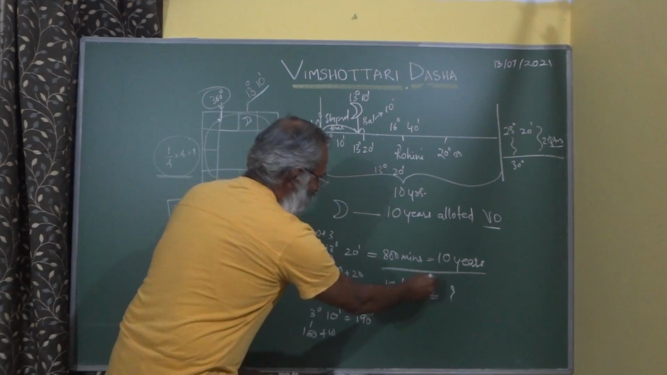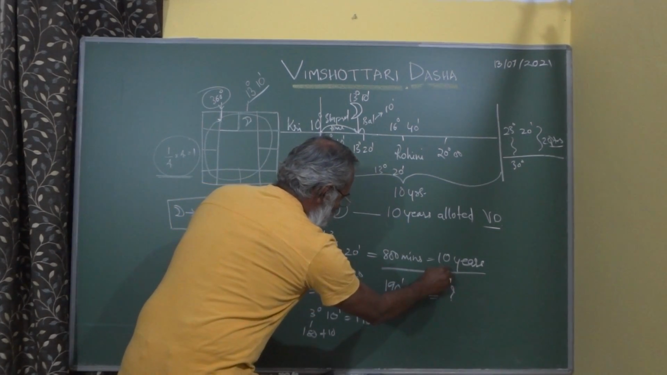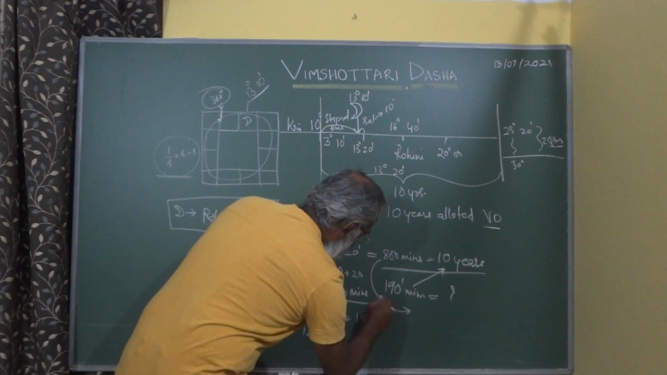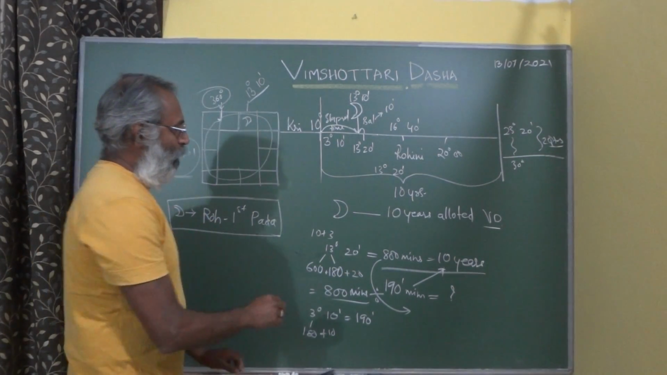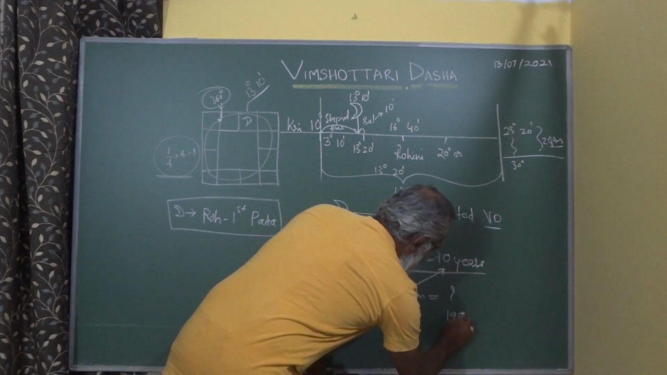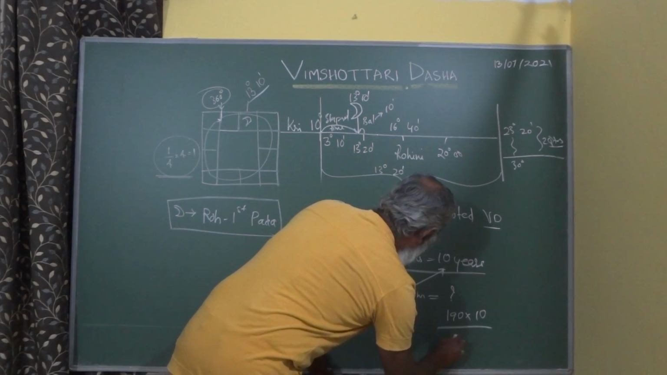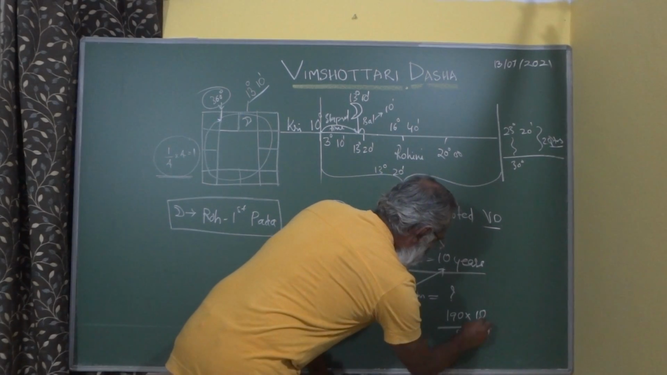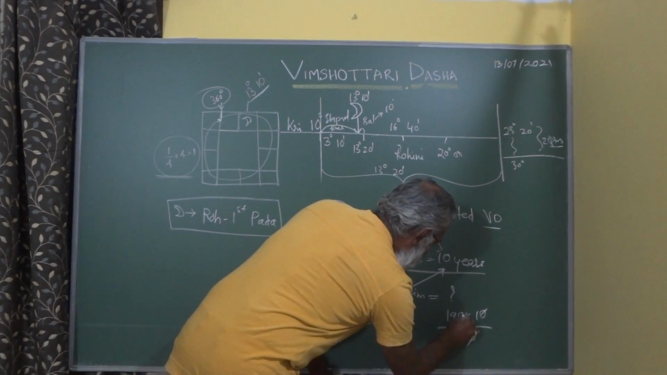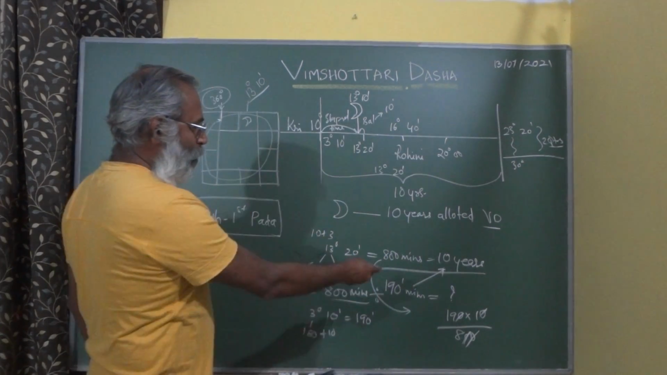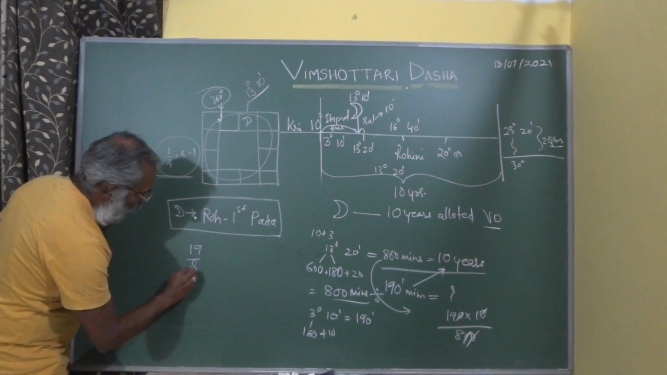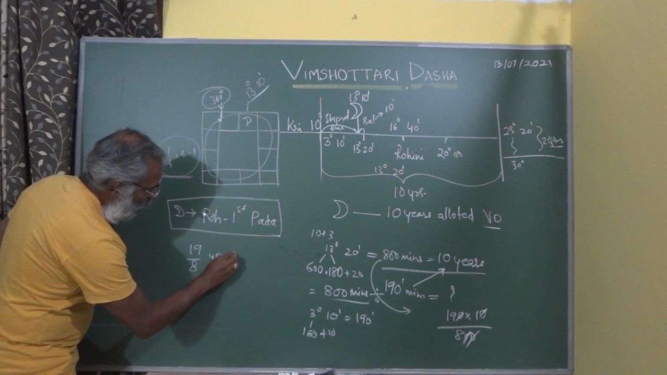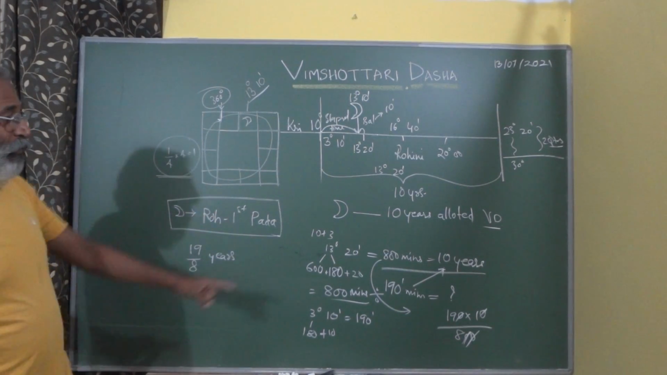That is a very simple method. Multiply and divide. That is 190 into 10 divided by 800. One zero cancels here, the other zero cancels here. So it is 19 by 8 years. It's in years, out of 10 years.